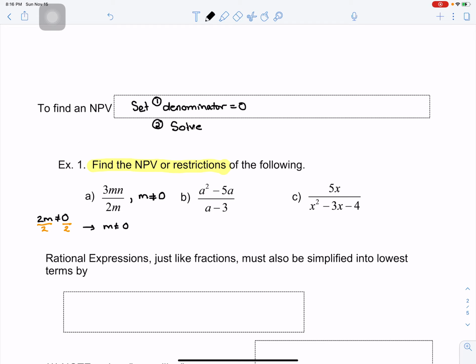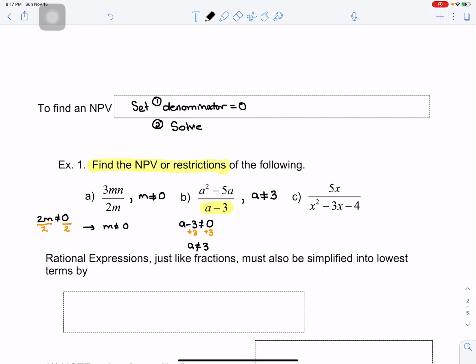Okay? To find the non-permissible value, I take my denominator, a minus 3, I set it equal to 0, and I solve. This is a linear equation. I move the 3 over by adding 3 on both sides. So my non-permissible value works out to 3. So I'm going to go ahead and say a is not allowed to equal 3, because if I do equal 3, then I have a problem. I have a 0 on the bottom. So again, you can come back and put not equal to if it helps.